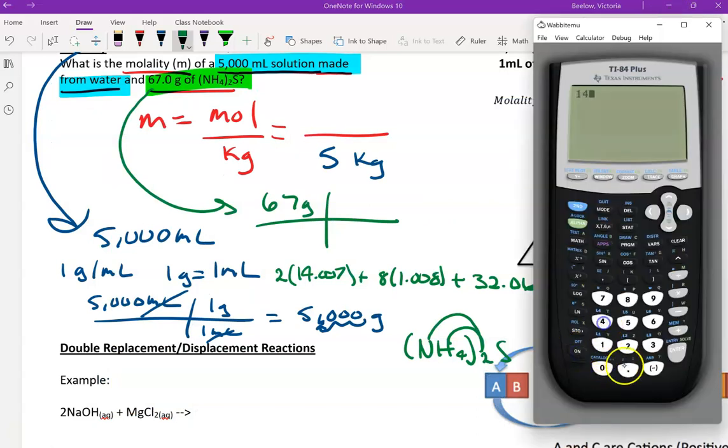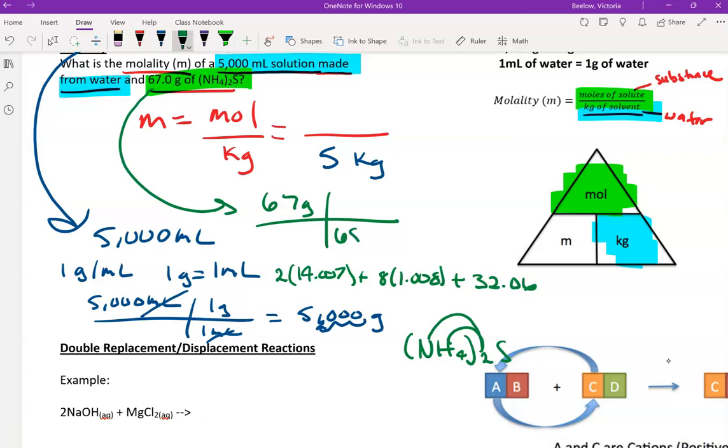All right, so we have 14.007, which is nitrogen. There's 2 of them, times 2. Plus hydrogen is 1.008 times 8. There's 8 of them. Plus there's 1 sulfur, 32.06. So 68.138 grams is equal to 1 mole.